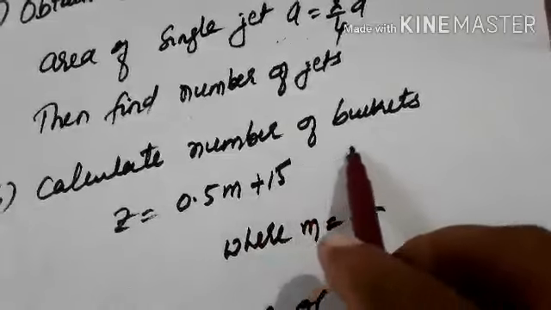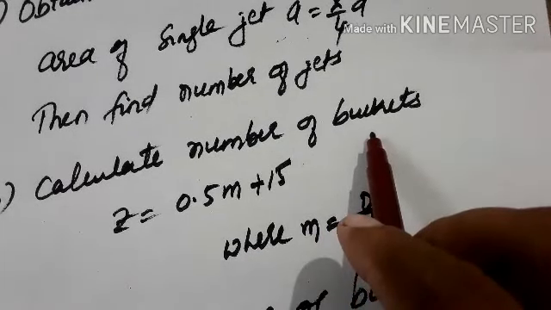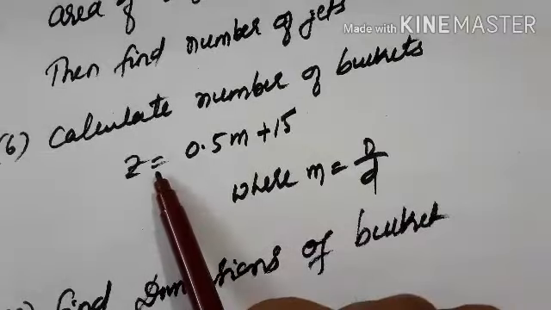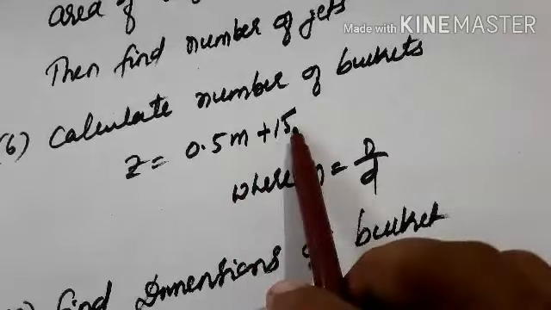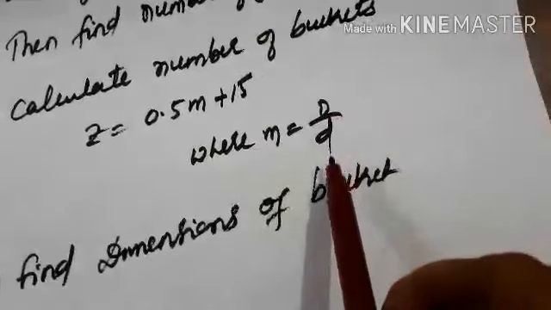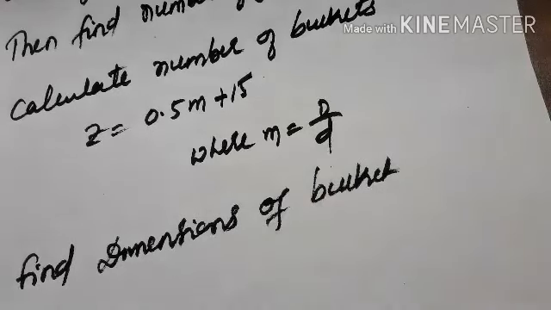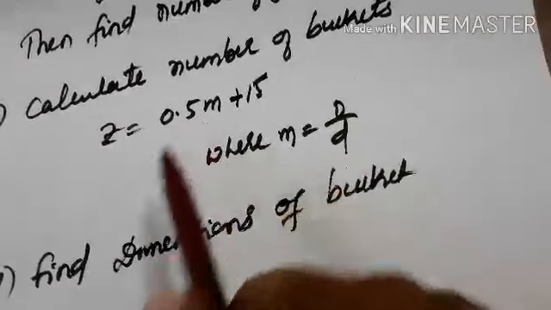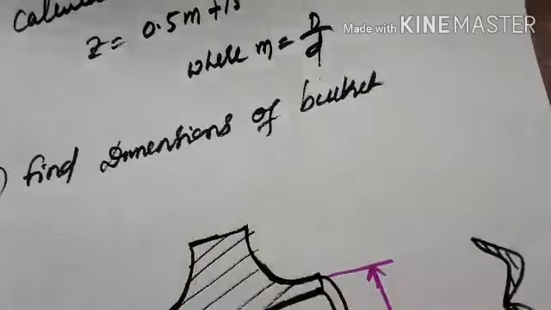Then calculate the number of buckets required, the optimum number of buckets on the wheel. That can be calculated using the formula z equal to 0.5 times the jet ratio plus 15, where m is D by d, the diameter of wheel divided by the diameter of jet.